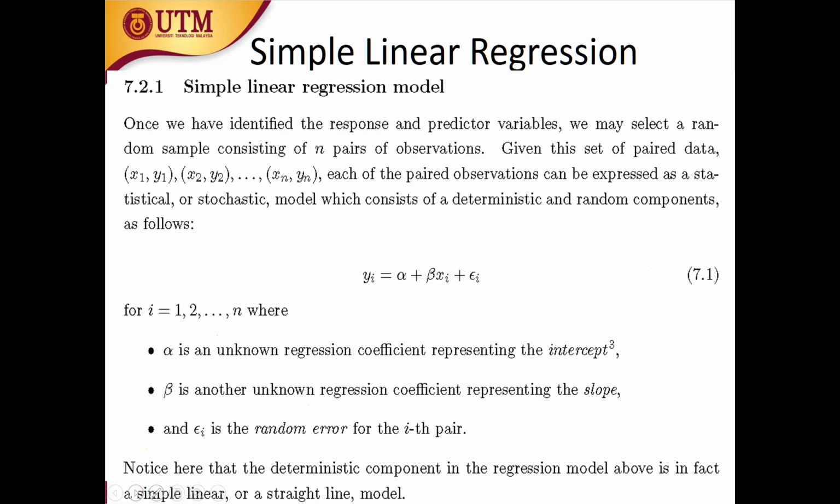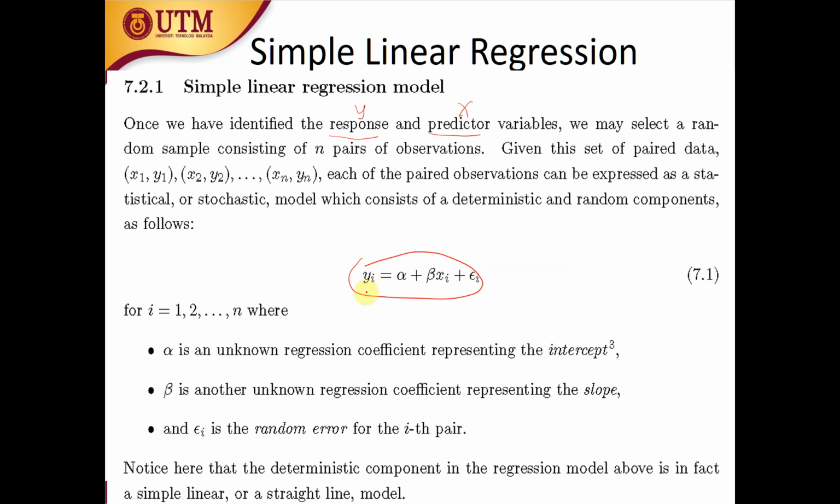Once we have identified the response and predictor variable, response is y, predictor variable is x, we may select a random sample of n pairs of observations. So if we have already identified our x variable and y variable, we can now collect our data of y and x. From the data, we can come up with this model: yi equals alpha plus beta xi plus epsilon i. This is the simple linear regression model.